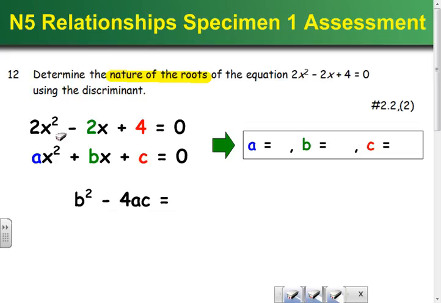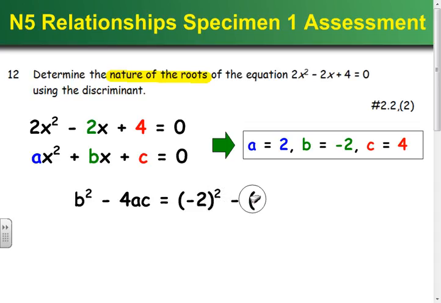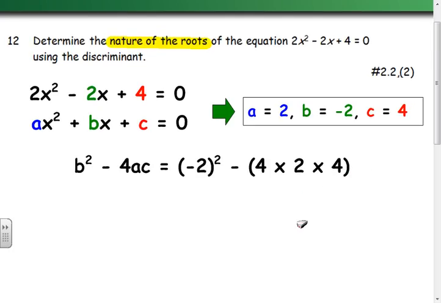Now to work out a, b and c is the same. A is the number in front of x squared, 2. B is the number in front of x, minus 2, and c is the last number, the 4. So I substitute them all in and I work this out. So it's negative 2 squared, take away, same idea, I'm going to put a bracket, and 4 times 2 times 4. Negative 2 squared is 4, and 4 times 2 is 8, 4 8s are 32, so take them away, minus 28.